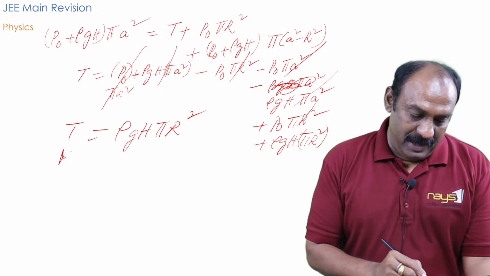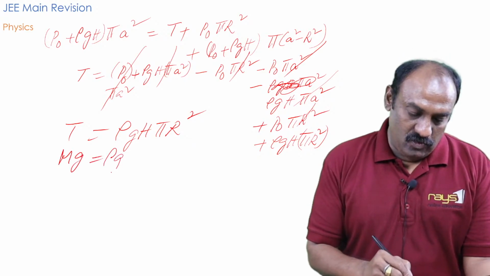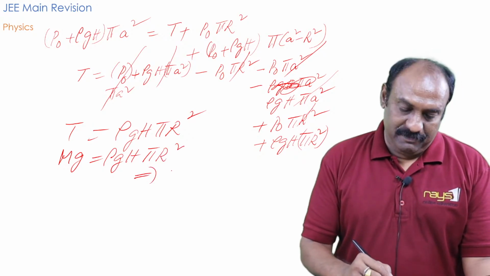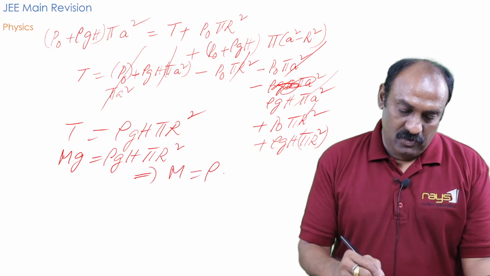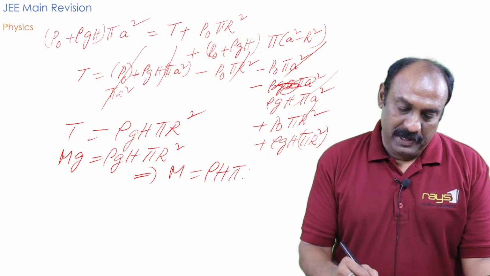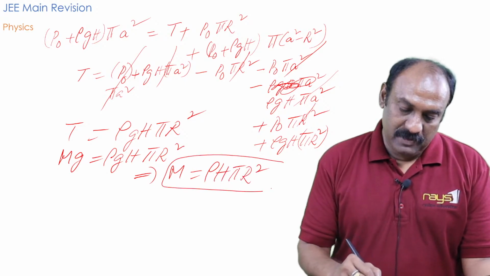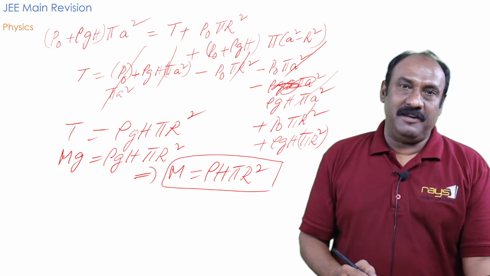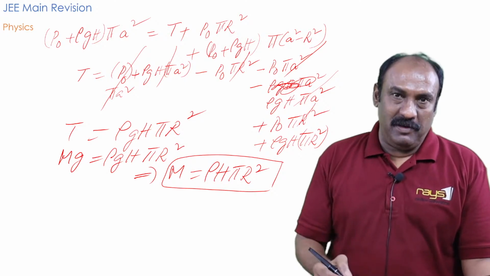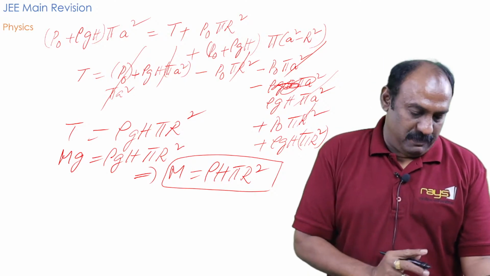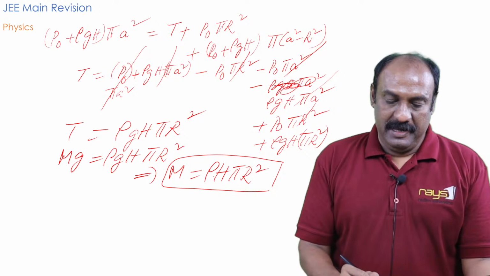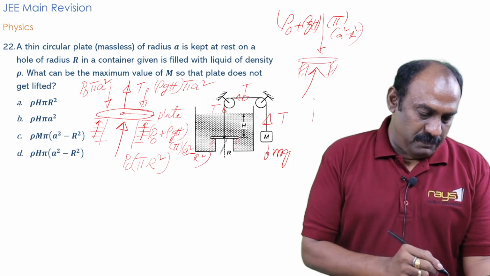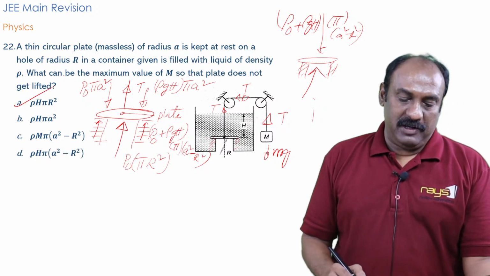But this tension is balanced by mg, so mg equals rho g h into pi r square. So from this, the mass of the body suspended is rho h into pi r square. In order to just lift up this plate, the mass of the body suspended from the pulley is m equal to rho h into pi r square. That is the answer for question number 22.